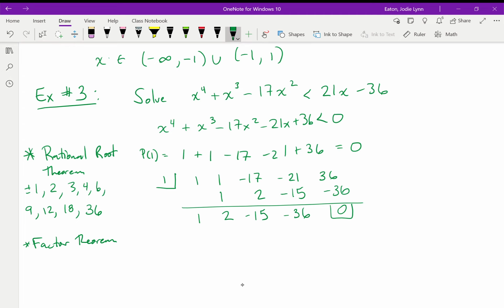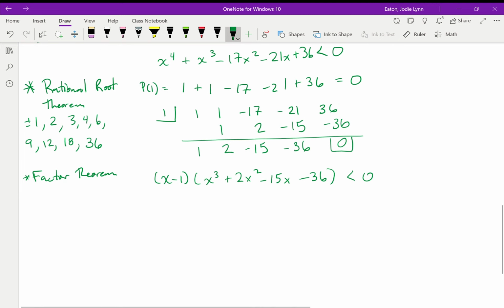So we now have another polynomial. We can rewrite this as x minus 1 times x cubed plus 2x squared minus 15x minus 36. And that is what we're looking at to be less than 0. So now we want to factor it further so that we can find another root of the left-hand side of the inequality. So let's try 2. We can just keep going up through. I might not try negative 1. Let's try 2. We have to kind of guess and check.